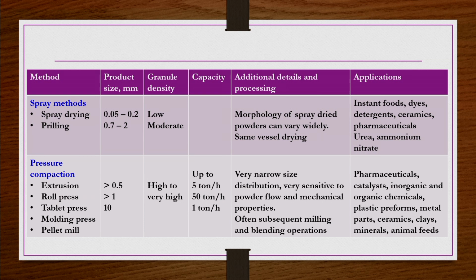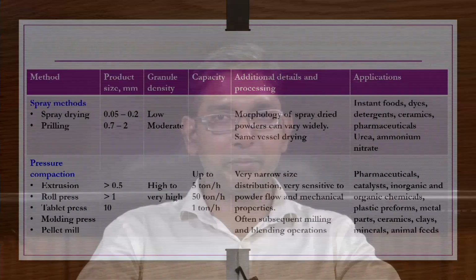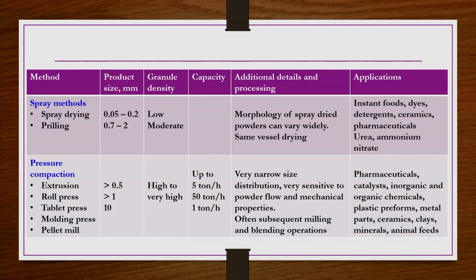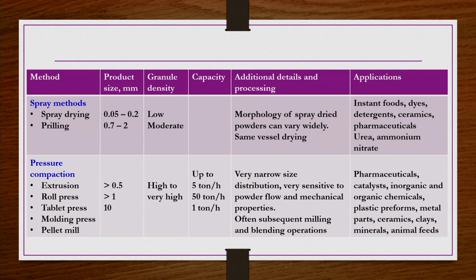The next method of size enlargement is pressure compaction. In general, several types of pressure compaction are possible: extrusion, roll press, tablet press, molding press, pellet mill. The product size by extrusion is in general more than 0.5 mm, whereas the roll press produces products of size greater than 1 mm, and the tablet press in general of size 10 mm. The density of the granules that are produced by pressure compaction is in general high to very high, whereas the extrusion can handle capacity up to 5 tons per hour, whereas the roll press 50 tons per hour.